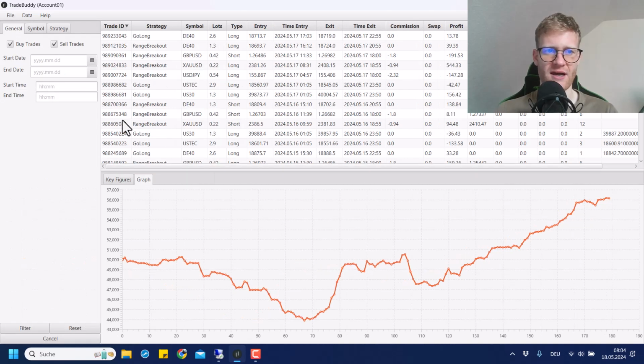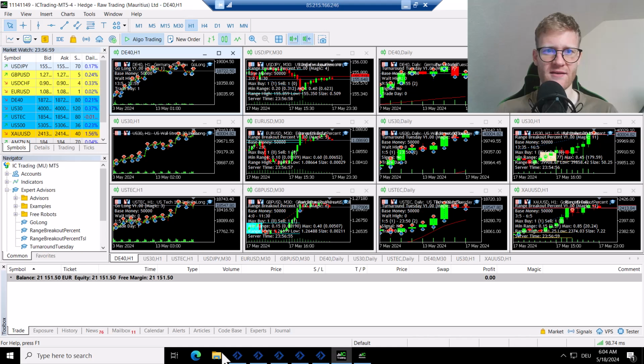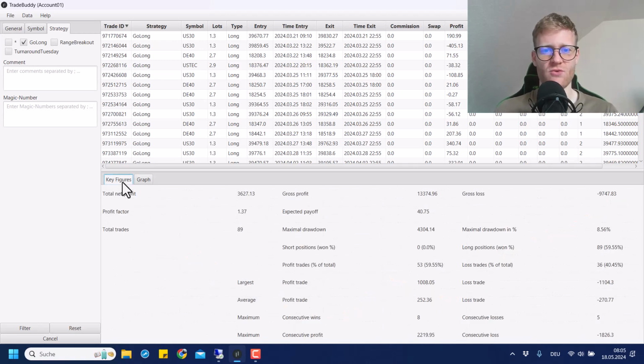If I filter, and I talked about the go long strategy already, so let's filter for the go long strategy first. The go long strategy is traded in the first 3 charts here on the left side: the German index, US index, and US tech. And you can see, of course, as I just explained before, in the last month, from this lowest point on here, the indices were recovering heavily. So also my account benefited strongly from this recovery.